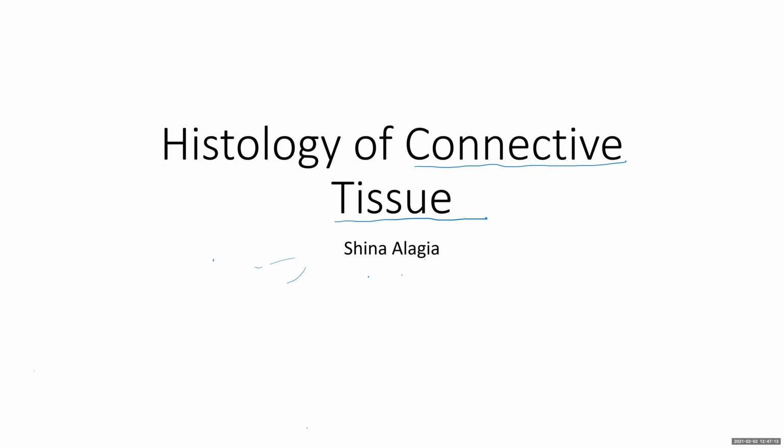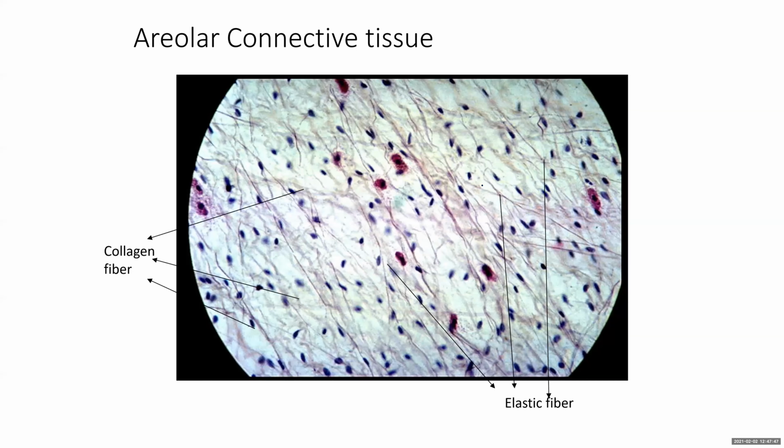Connective tissue is avascular. The cells are spaced out and the interstitial matrix is what's present between the cells. So the space between the cells is filled with interstitial matrix. Matrix is made of ground substance and interstitial fibers. There are many types of connective tissue. Let's look at those samples one by one.